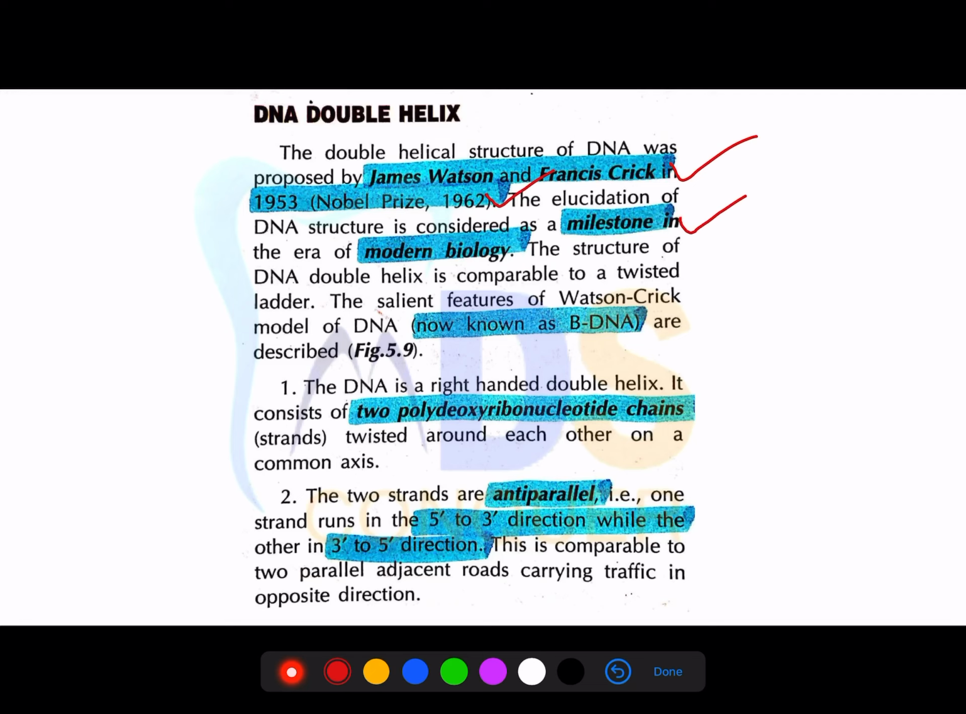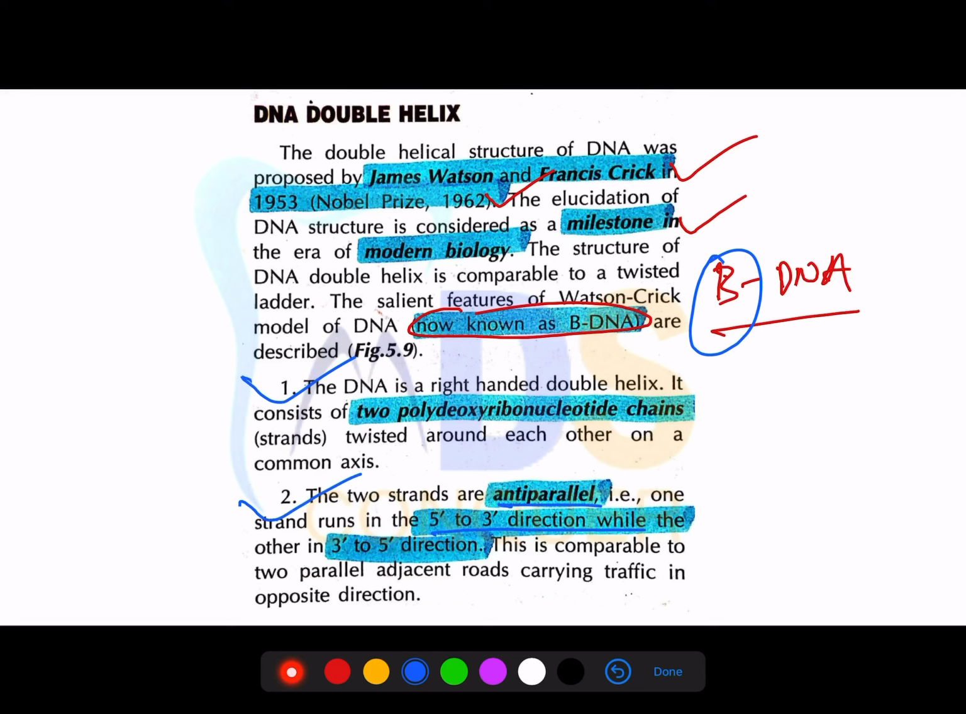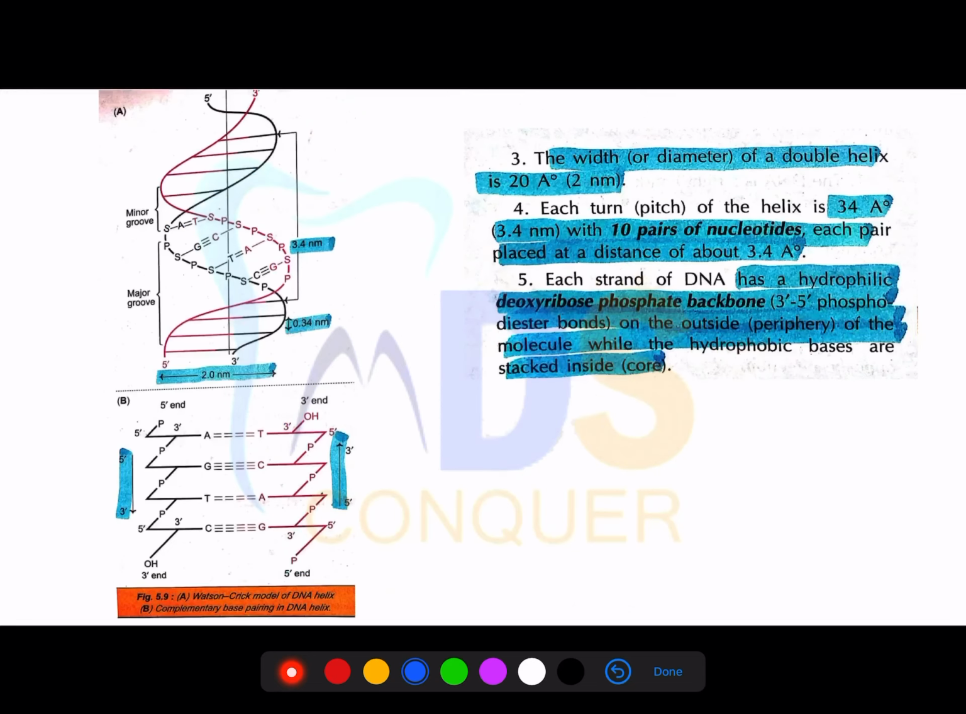It's one of the major milestones in the case of modern biology, and the features of Watson and Crick are basically on B-DNA. Different types of DNA are there, but their structure is basically B-DNA. So do make a note, they run in anti-parallel direction, one from 5 to 3 direction and the other from 3 to 5 direction. Okay, so do make a note about 3.4, 0.3 nanometers. What is this? All these are very important.